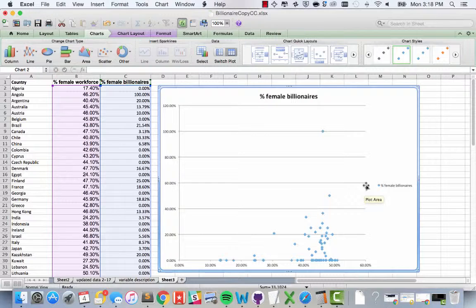So a scatter plot helps you determine if there's anything worth pursuing.